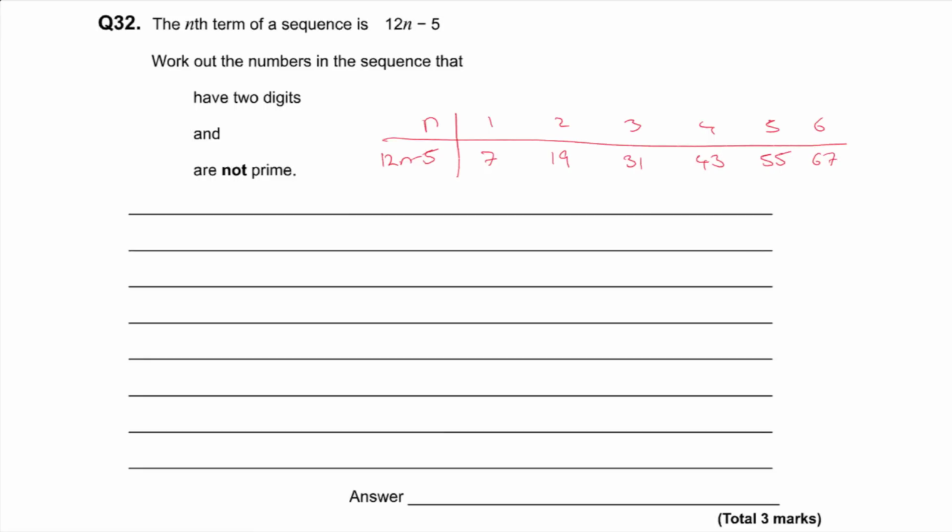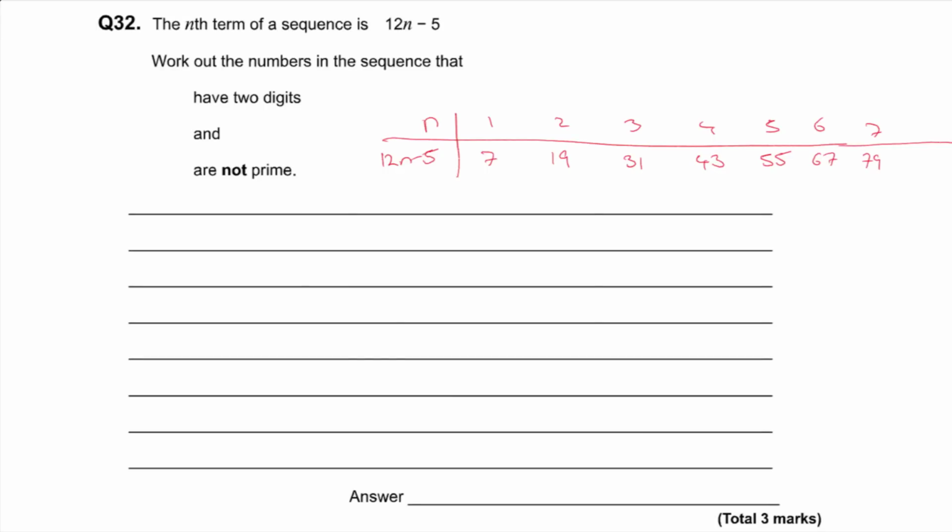Right, so what am I trying to do? I'm trying to find numbers that have 2 digits, work out the numbers in the sequence that have 2 digits and are not prime. Okay, well, better go up a bit higher because I think I might have some more beyond there. So I might have to do a few more. So what's the 7th one? 7 12s are, what did we say? We're up to 84, aren't we? Take away 5 is 79.